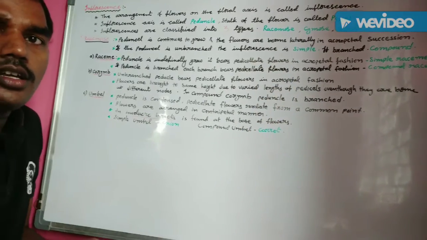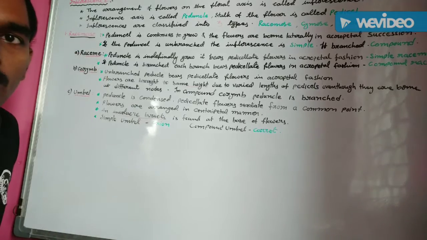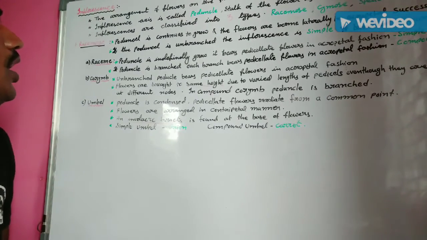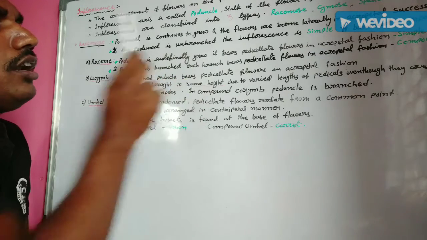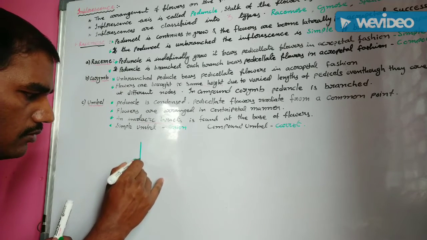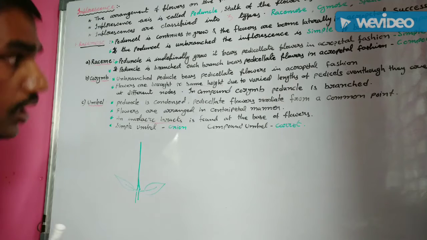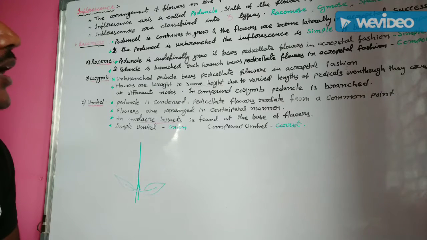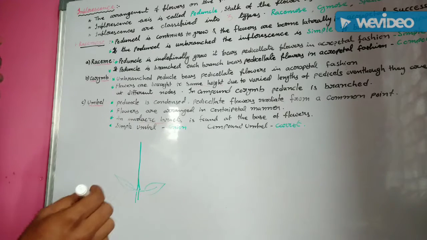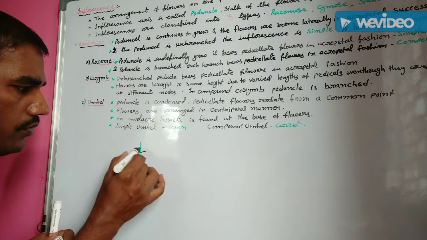Simple racemose inflorescence. Okay. Let us discuss one by one in the racemose inflorescence. The first one is raceme. Okay, raceme inflorescence. Raceme inflorescence means the peduncle is indefinitely growing. Understand? On this indefinitely growing peduncle, pedicellate flowers are borne. This means stalked flowers. Stalked flowers in acropetal fashion.